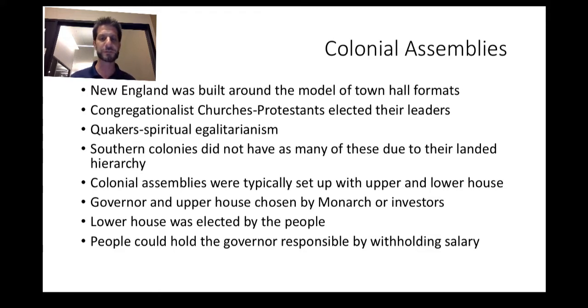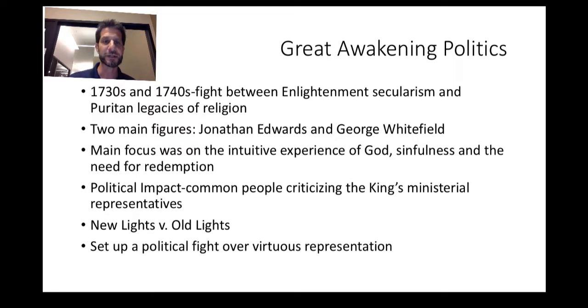Colonial assemblies at the time were typically set up in the following way. You had an upper house and a lower house. There was a governor in the upper house chosen by the king and the investors into the colony. But the lower house was elected by the people. Also, the people were able to hold the governor responsible. Why? Because the typical thing they would do is they would say, hey, look, we pay your salary. We will vote on whether or not how much salary you get and if you get any salary at all. So while the king was ultimately in charge, he's 3,000 miles away. The people could hold the governor responsible by dealing with the salary issue, which is a pretty powerful thing to be able to hold.